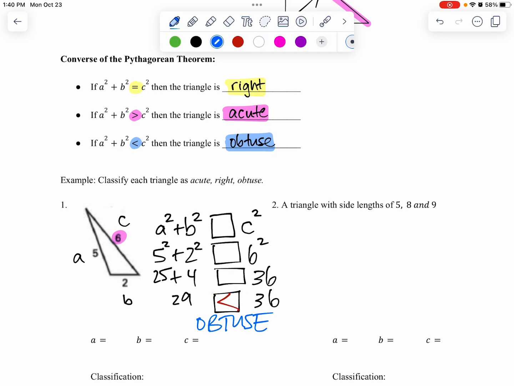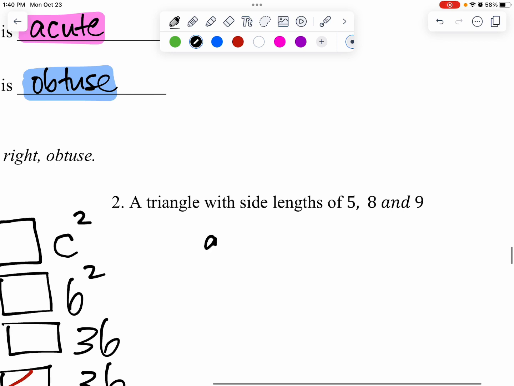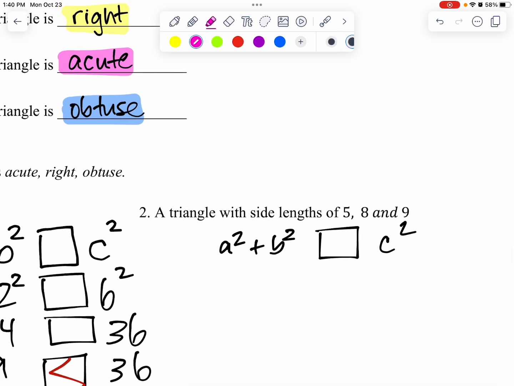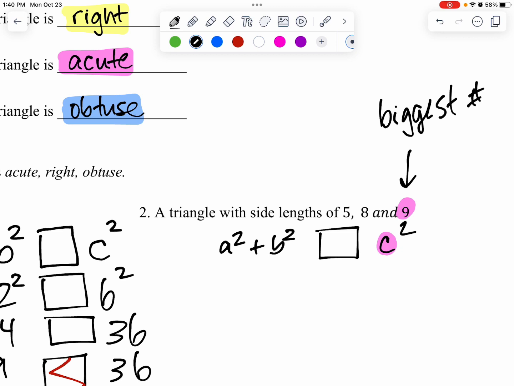Let's try another one. I'm going to do A squared plus B squared. I don't know what symbol is going to go here. I'm going to figure it out. Which one is the biggest number? This is the C, because it's the biggest number always, okay? Make a note to myself: biggest number is C. Always. Okay.